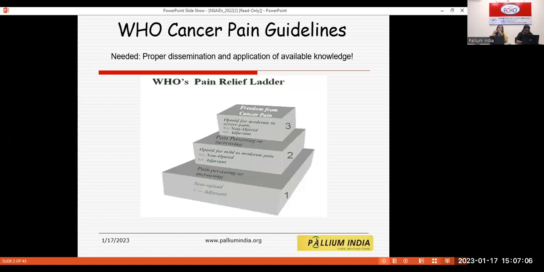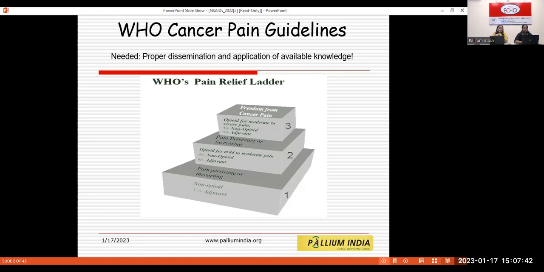So if the patient is telling mild pain, we'll start with step 1. Step 1 has basically non-opioid drugs, any analgesic which are not opioids. Step 2 has weak opioids. And step 3 has strong opioids. So non-opioids, weak opioids, and strong opioids. Very simple to remember. And in all the steps, I have mentioned something called adjuvants.